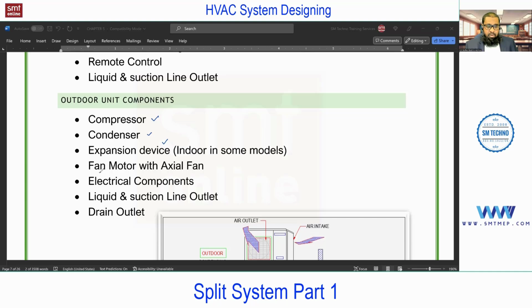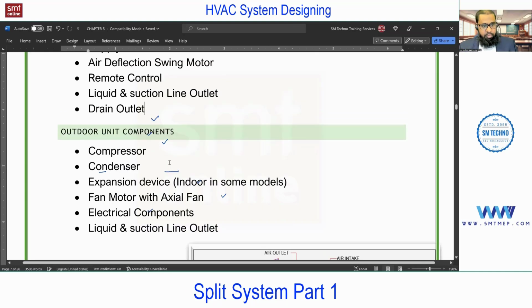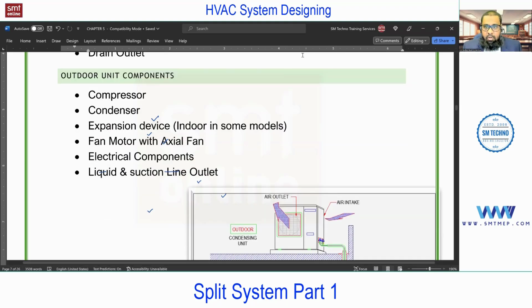Next, a separate fan motor, which is used to run an axial fan, which is used to cool the condenser. It means the condenser fan. Next, electrical components, for power supply and providing power to all these components. Again, the liquid and suction line, which is common in both units because of the interconnectivity of the pipes. You see, the drain outlet is part of the indoor unit. Next, let me confirm all these components.